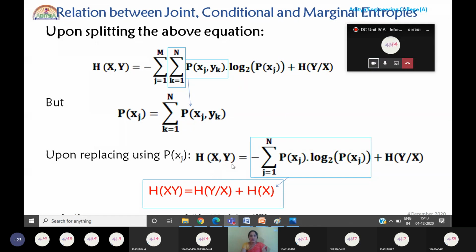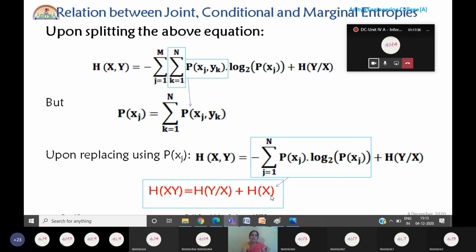Now upon replacing using p of xj, we get minus summation j is equal to 1 to m p of xj log p of xj base 2. This is nothing but the marginal entropy of the transmitter events capital X. Okay, so finally we obtained H of XY as H of y by x plus H of x. So these two relations are very very important for your examination.